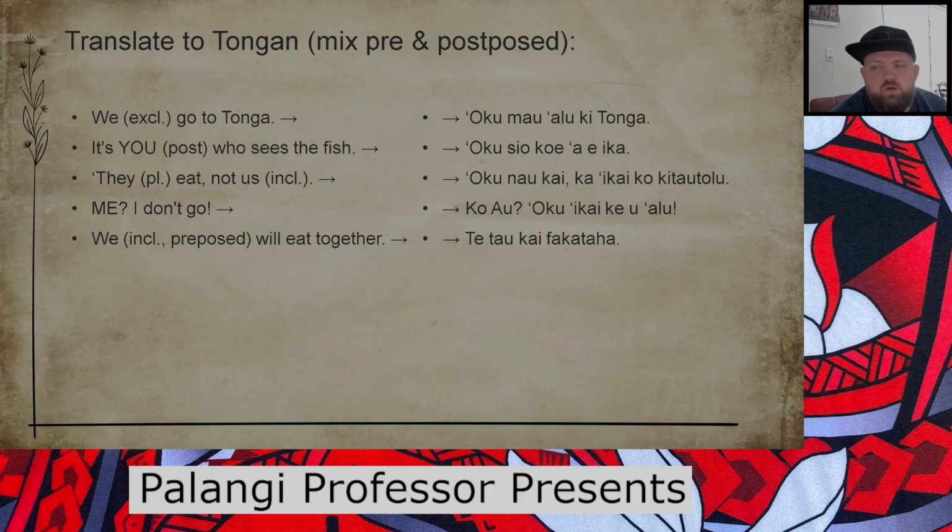If you guys didn't translate the I don't go correctly, that's okay. We haven't really gone over negatives. And in a negative sentence, you have to change the o to a u. So that's one of the examples where I becomes u instead of o. There's a few others, but we will discuss those again in a later lesson. And te taukai whakataha, we inclusive prepose will eat together. Perfect. Hopefully you guys did pretty well on that. I don't feel bad if you don't get it 100%. There's still some grammar that has to be taught before we get there.